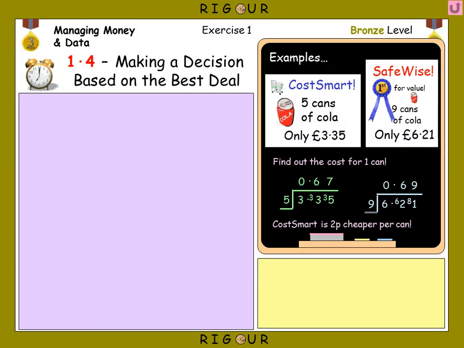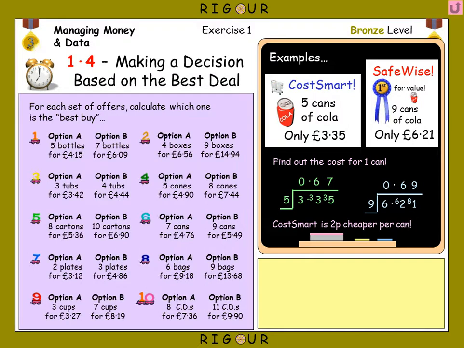So we need to do the two calculations, the two divides, and then we need to answer the question in a sentence at the end as we've shown there. So for these 10, using a calculator or doing the dividing sums mentally, we're going to find out for each set of offers which one of them is the best buy. So if you're working on these at home, pause the video now.